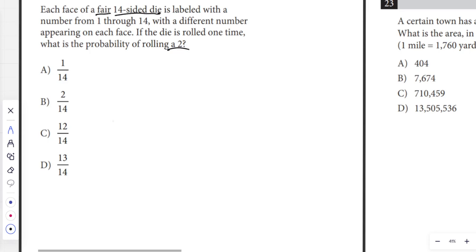The probability of getting any number is actually just 1 over 14. That includes getting a 2. Could have asked, what is the probability of rolling a 5 or a 7 or a 14? It's still a 1 in 14 chance because there's one face that has a 2 out of the 14 faces.